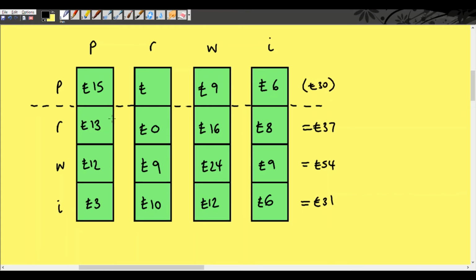And down the columns, so for the pig industry, we've got £43. In the rent industry, we've got £19 of costs. In the wheat industry, we've got £61. And again, below the line is what you would normally call costs, and above the line is what you would normally call profit, but they're all inputs. And finally, in the iron industry, that's £29.